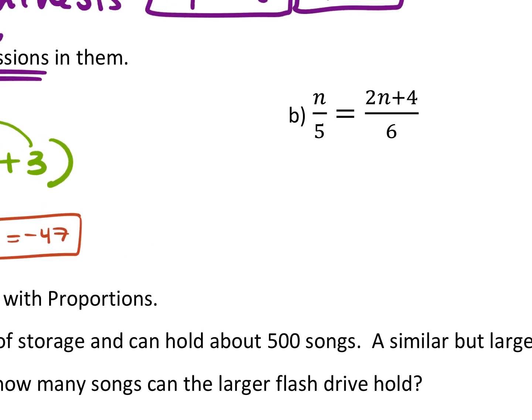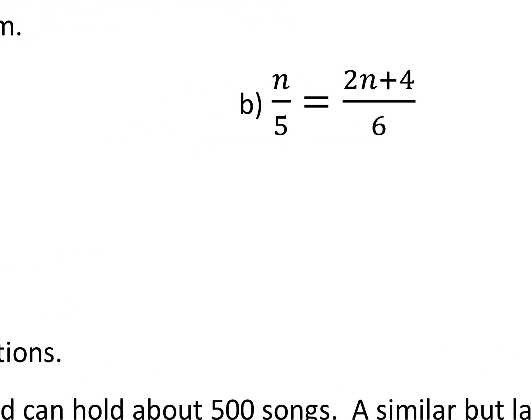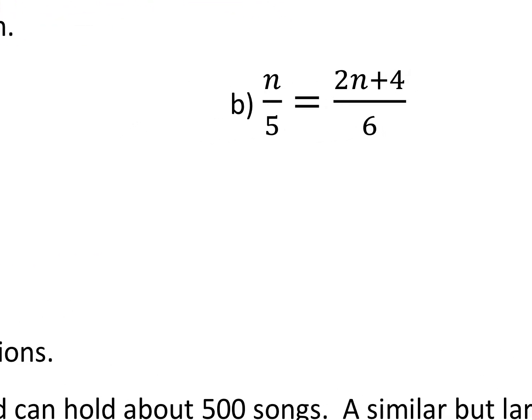Okay, so you do this one. Letter B, work it out. n over 5 equals 2n plus 4 over 6. Work that out and see what you get.